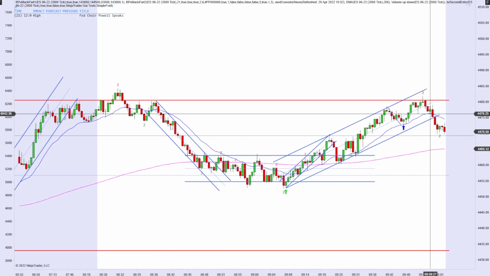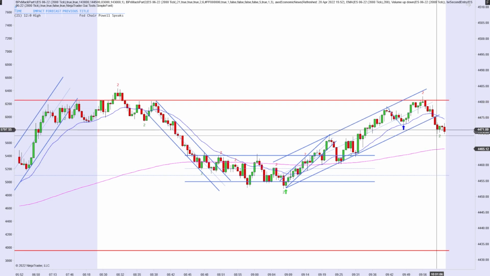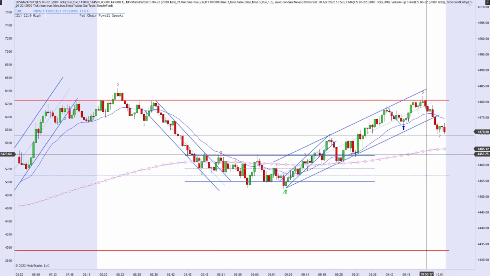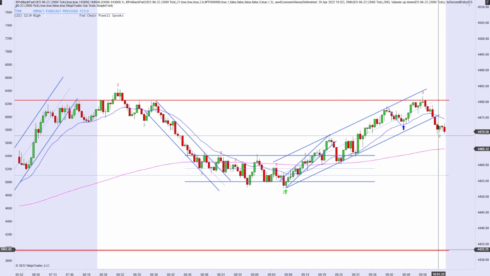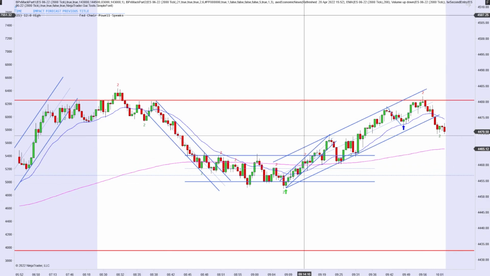I want to see how prices are going to react at the EMA. When I saw them cut strongly below the EMA, I thought, okay, we could be working our way back to test this 200 EMA or even back to test the bottom of the range again. So at this point, my bias is short.